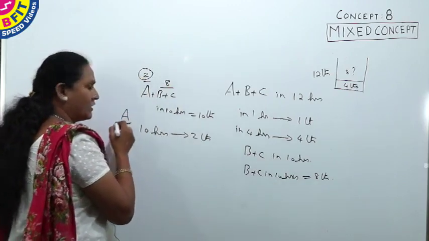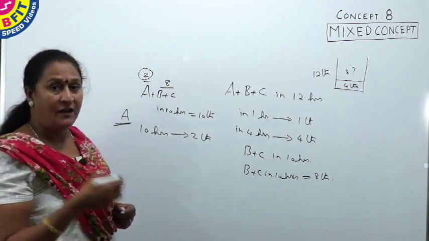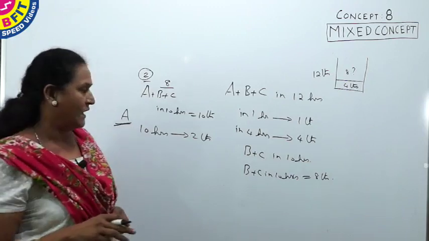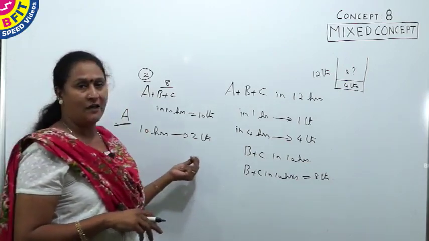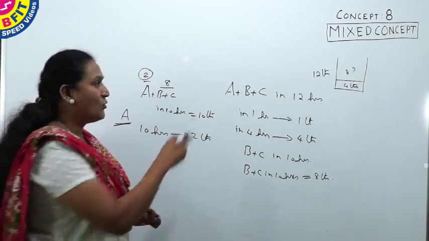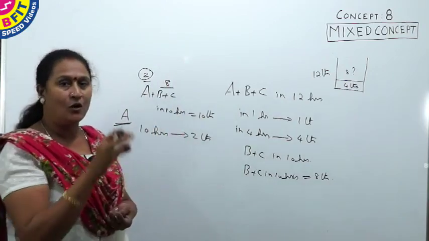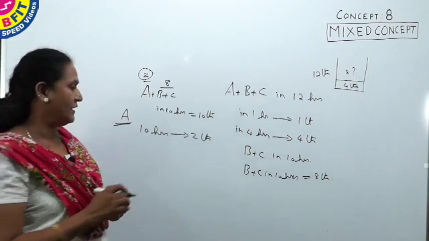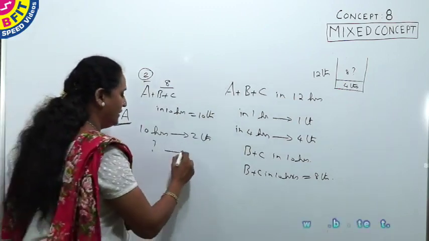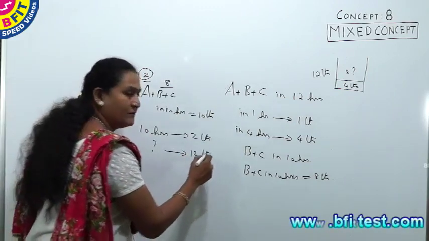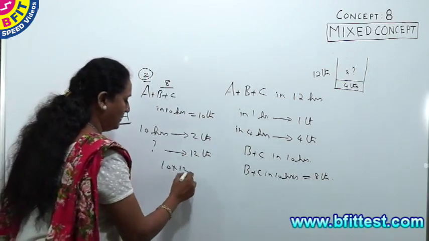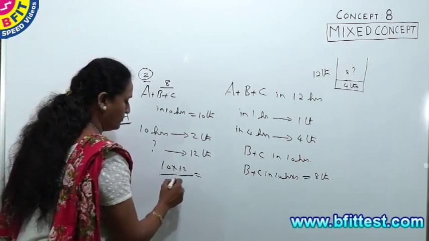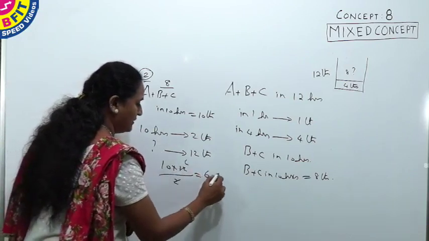So we are talking about A. We are asked to find time taken by A to fill the whole tank. We have got the detail that A in 10 hours can pour 2 liters. And now how many liters do we need for the whole tank? We have assumed it as 12 liters. So how many hours to fill 12 liters? What will be the answer? Multiply 10 and 12, divided by 2, that is 60.